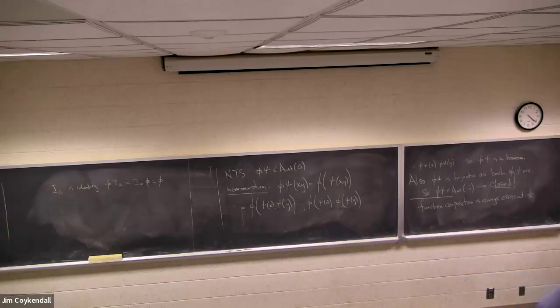Can you remind us what the problem we're solving is again? We're showing that the set of automorphisms is in fact a group. Okay, so we've got three out of four down.